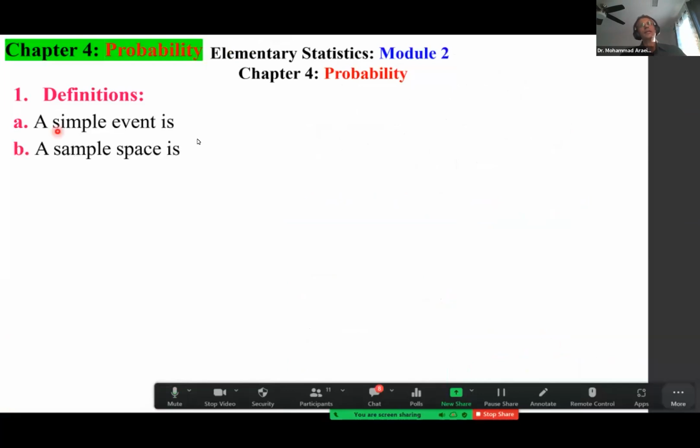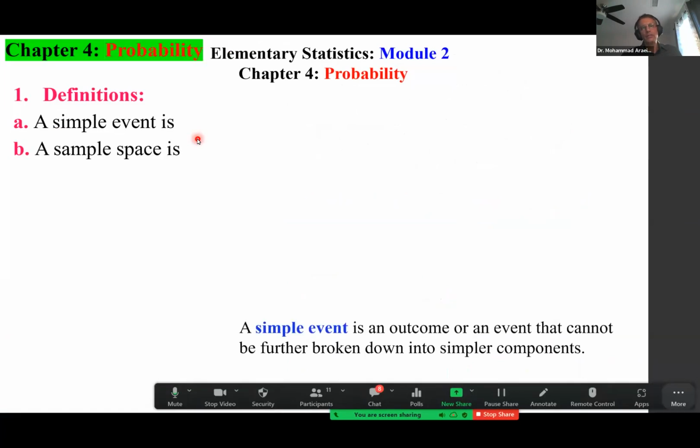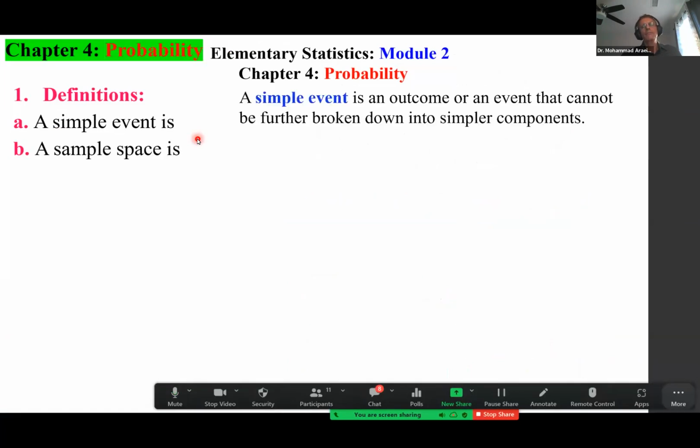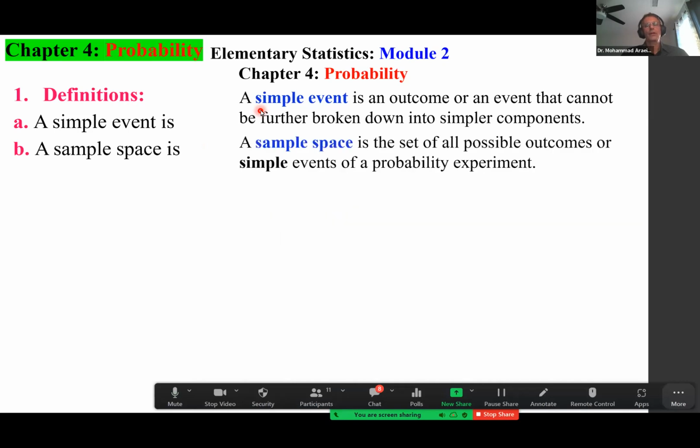A simple event versus a sample space. Anybody wants to read for us here, please? A simple event is an outcome or an event that cannot be further broken down into simpler components. Thanks. Continue, please.